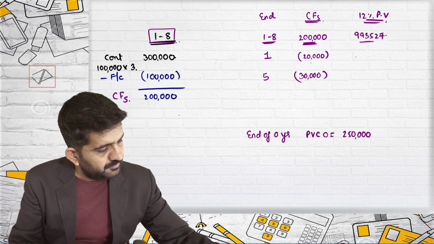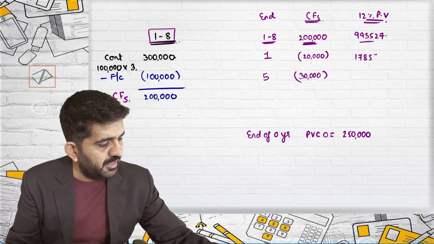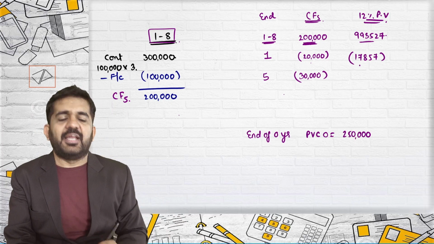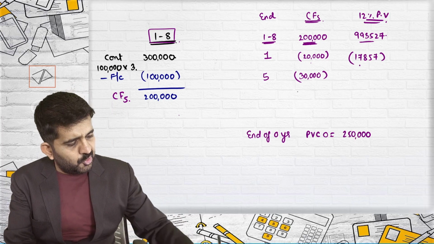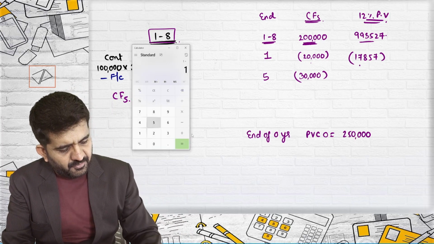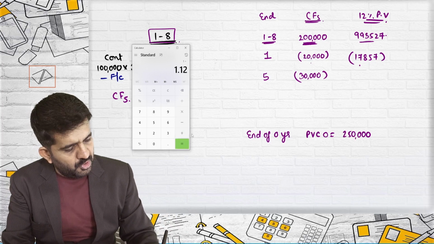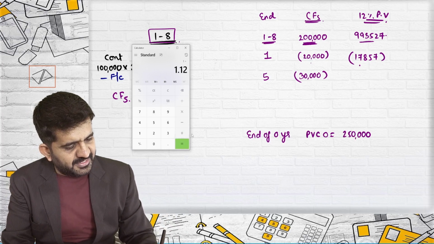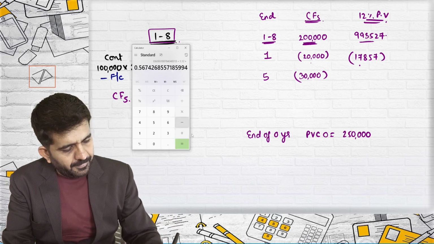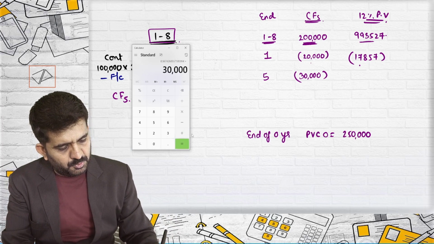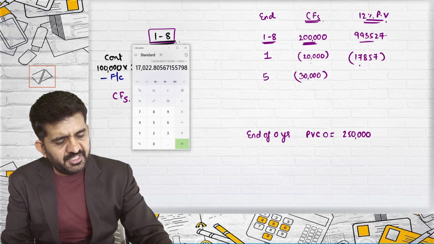17,857. And I will be writing a negative figure. This also I will be discounting in the same manner. 1 divided by 1.12, 5 times, is equal to, because it is at the end of 5th year, 1, 2, 3, 4, 5. Multiplied by 30,000. 17,022.